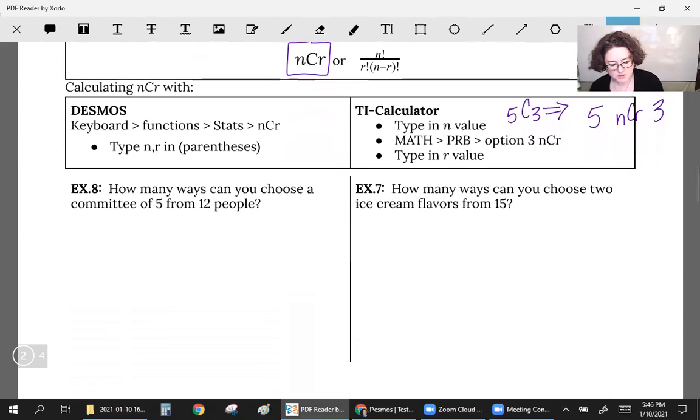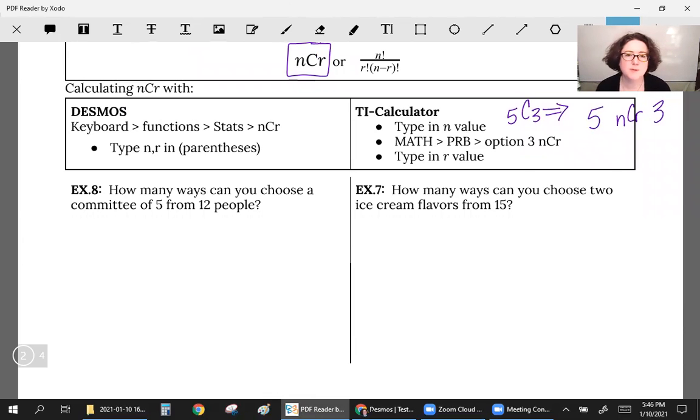How many ways can you choose a committee of 5 people from 12 people? The order doesn't matter for a committee. If you have 5 people working together on a task, you might choose people based on what jobs they have, but the committee itself doesn't change however you list those people out. It's the same 5 people. So this is going to be 12C5.